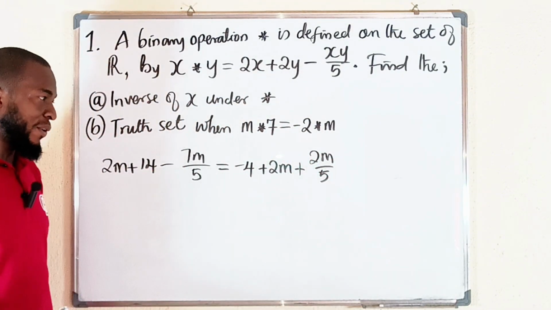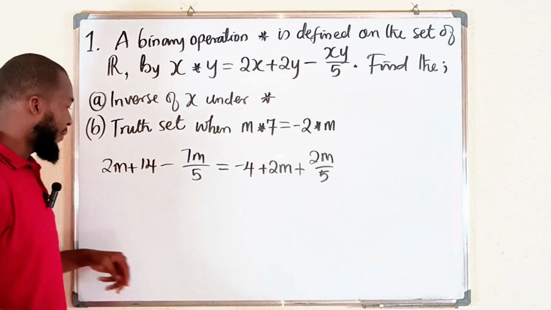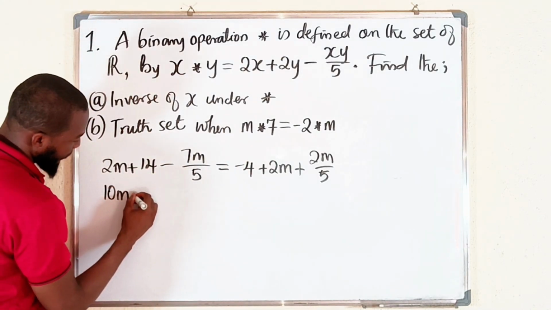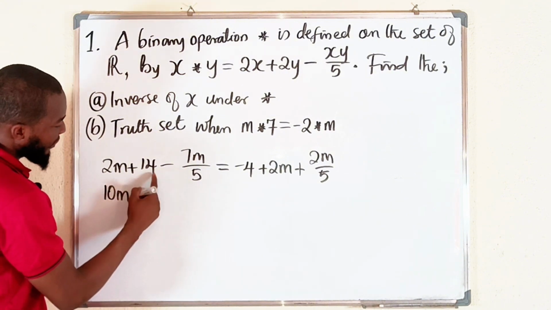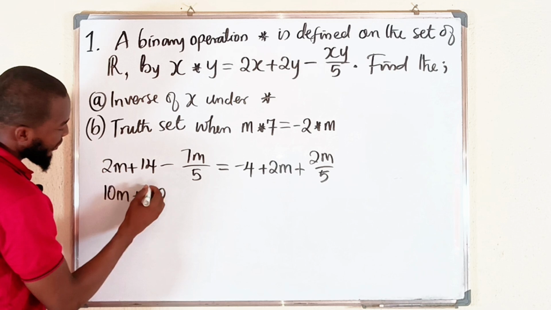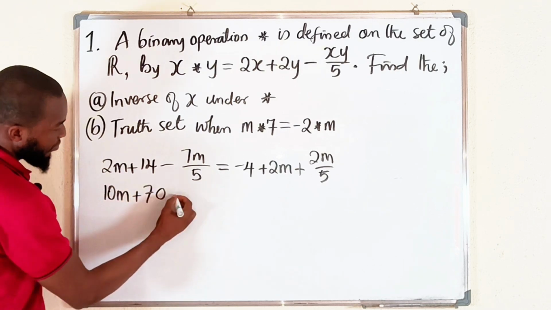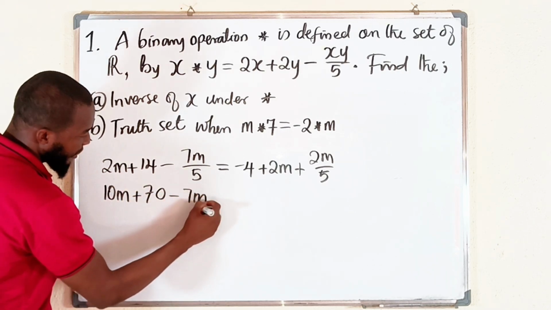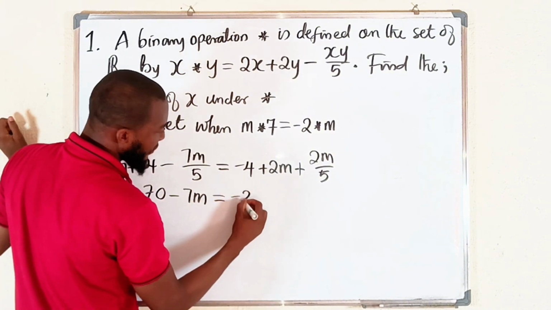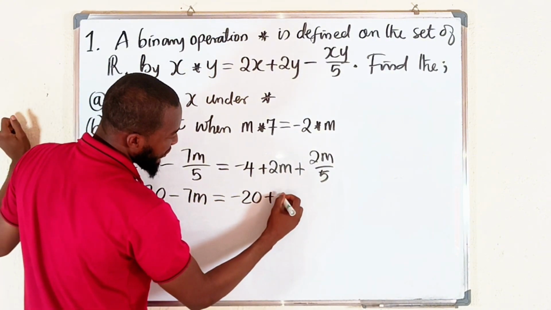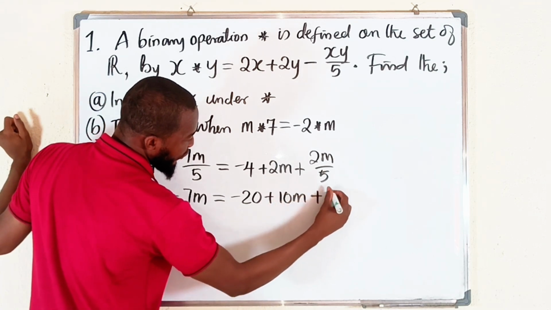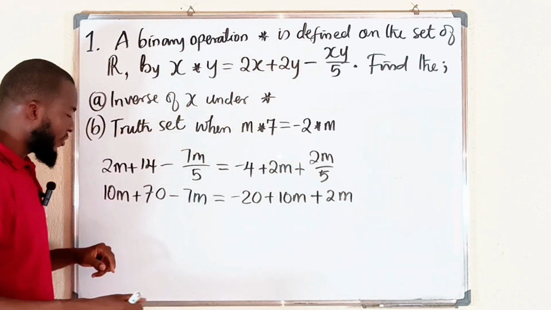I don't like seeing fractions, so let us multiply by 5. This times 5 is 10m. 5 times 4 is 20. 5 times 1 is 5 plus this is 70, right? Minus 7m, because 5 will cancel. This is equal to 5 times this is negative 20 plus 5, this is 10m plus 2m. So no more fraction.